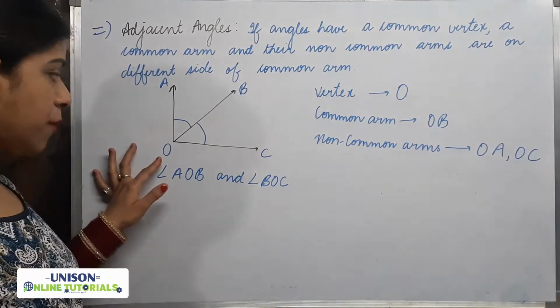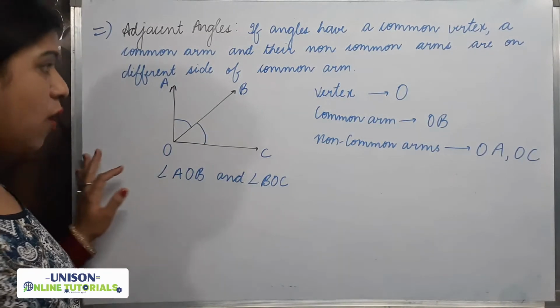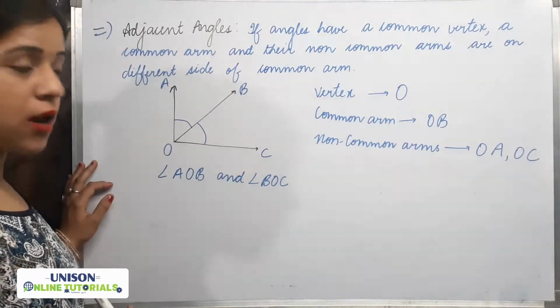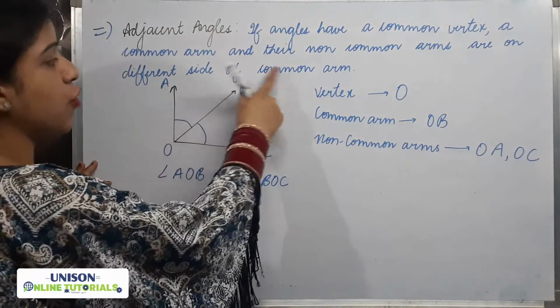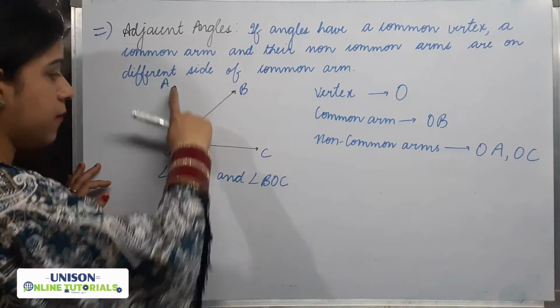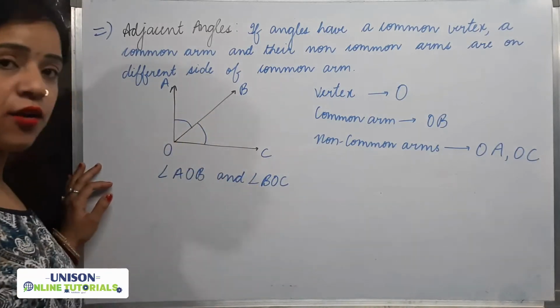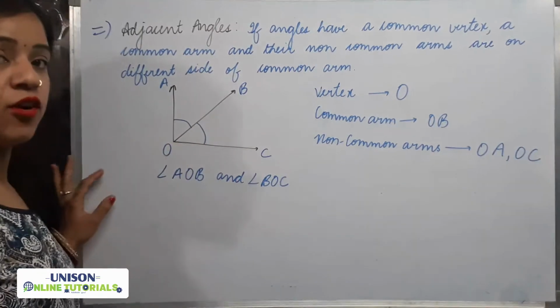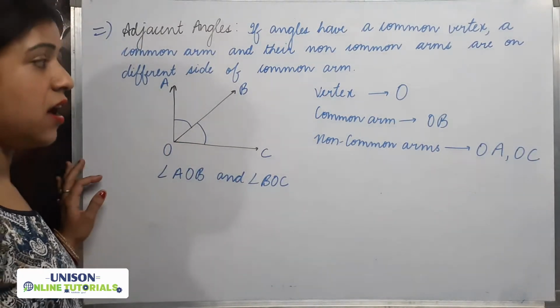In this case, the common vertex is O and the common arm is OB, and the non-common arms are on different sides of the common arm. Here OB is the common arm and OA and OC are non-common arms on different sides of the common arm. So this is an example of adjacent angles.